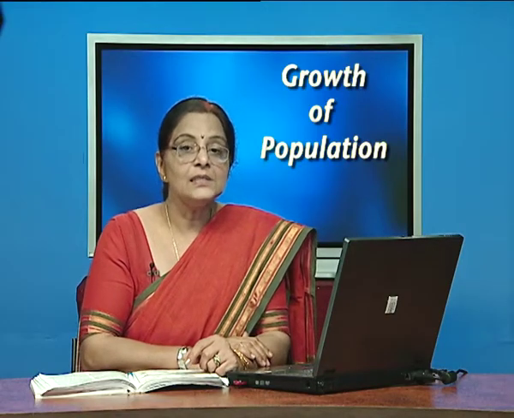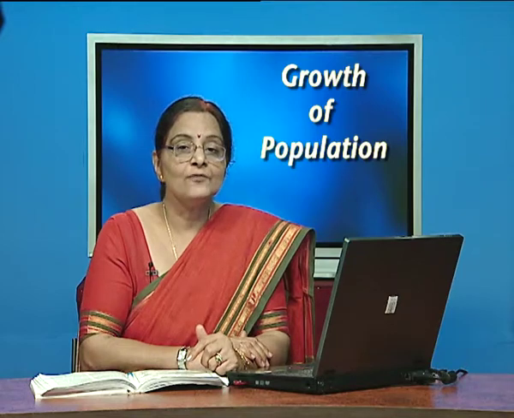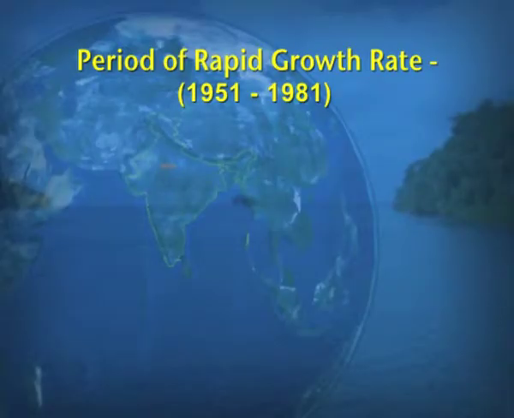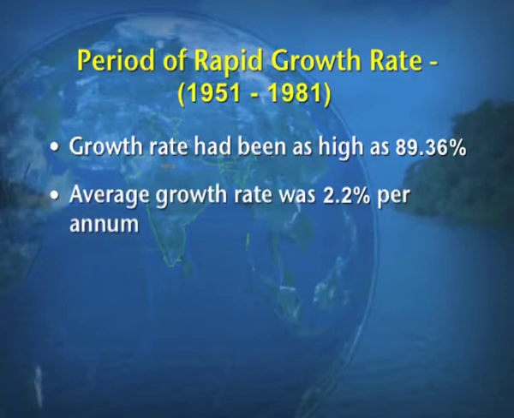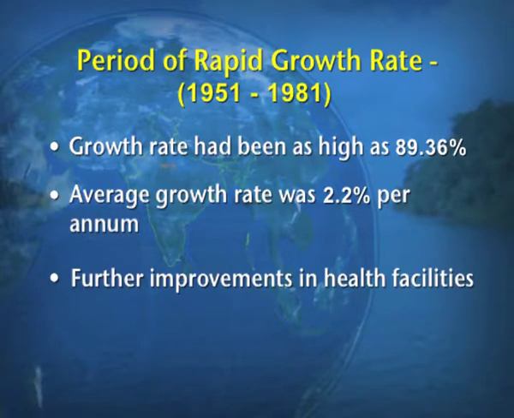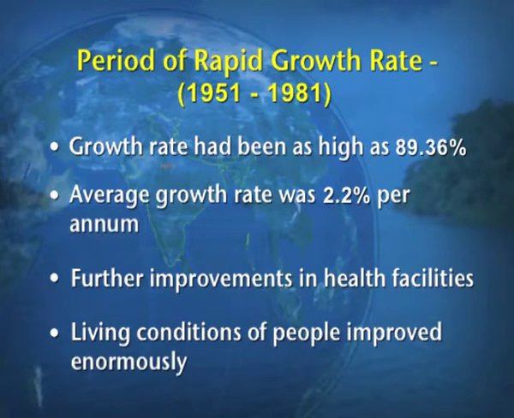Now, the third is the period of rapid growth rate from 1951 to 81. In this period, the growth rate had been very high, that is 89.36, and the average growth rate was 2.2% per annum. And the factors responsible for that are quite obvious: the better health facilities, the better living conditions, decline in death rate and high natural increase were the result of all these facilities.